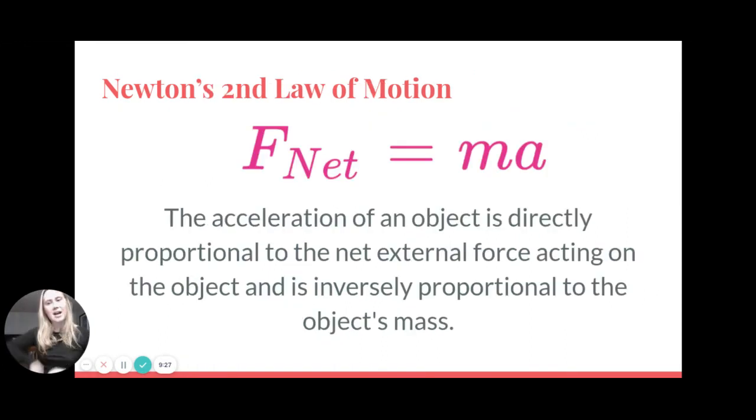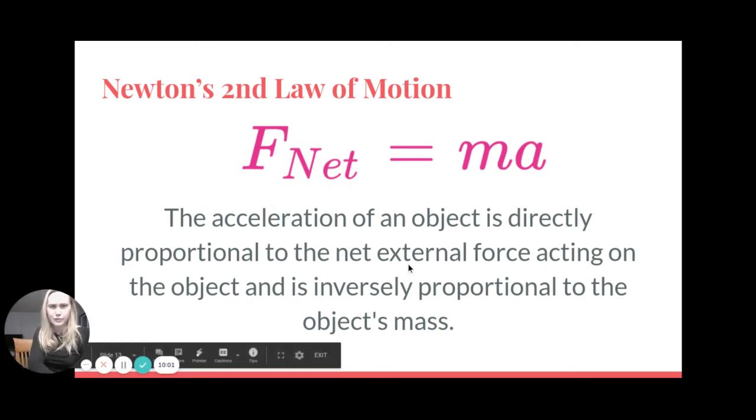So let's get into law number 2. The net force is equal to ma. The way Isaac Newton actually wrote it, he said that the acceleration of an object is directly proportional to the net external force acting on the object and is inversely proportional to the object's mass. So that's a math equation. And if you rewrote it, it's a equals F over m. We just typically use it to calculate force. So F equals ma.